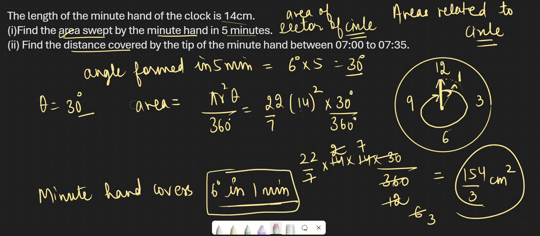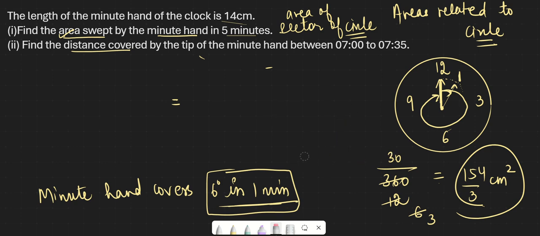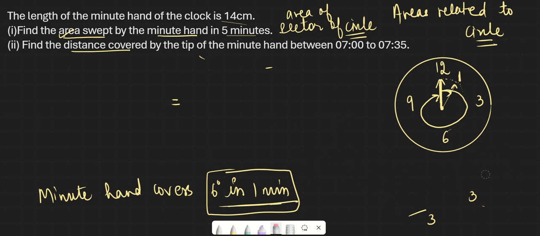Now coming to the second part of the question, which says distance covered by the tip between 7 to 7:35. So we understand that we need to find the length of arc here, right? To find the length of arc, we find the central angle, but the time gap between 7 to 7:35 is 35 minutes. Now again, based on the same topic, we have 6 degrees in 1 minute. So theta in 35 minutes would be 6 into 35, which is 210 degrees.